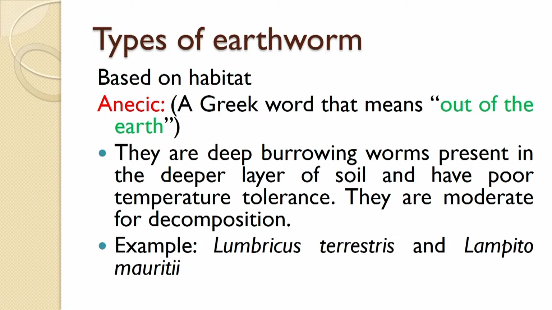The second group is the anecic group. They are deep burrowing worms, present in the deeper layers of the soil, and they have very poor temperature tolerance. As they have poor temperature tolerance, they cannot thrive on the surface because the temperature varies between day and night, with very high temperature in the day and very low temperature at night. So they are considered only moderately helpful for the decomposition of organic waste, and are not much preferred for vermicomposting. Their examples are Lumbricus terrestris and Lampito mauritii.